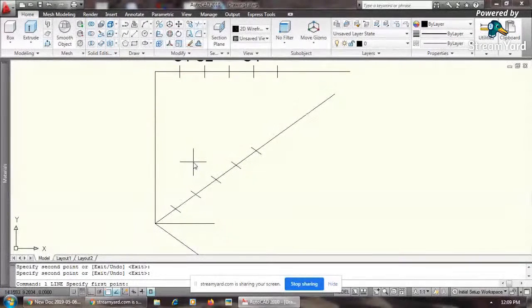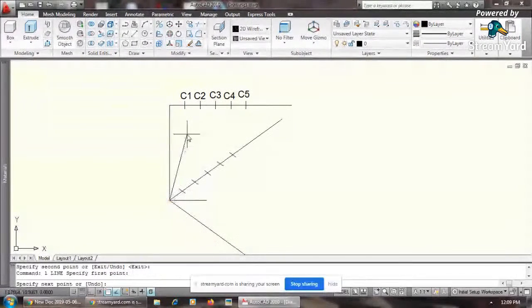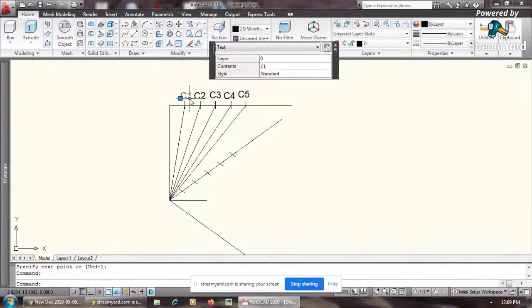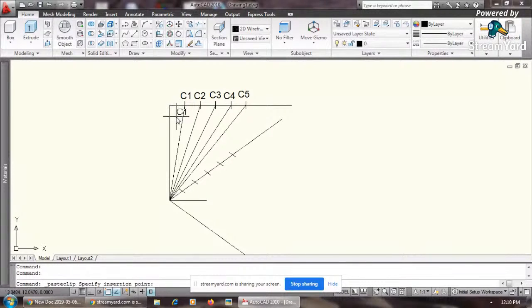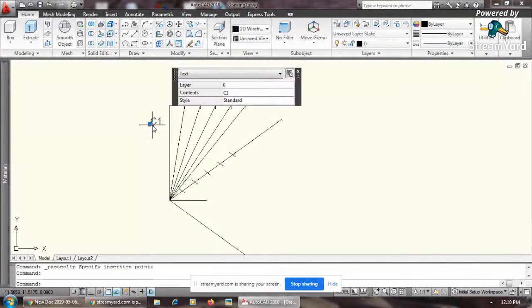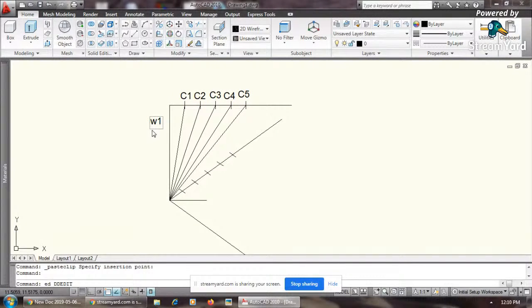Now whatever C1, C2 you have taken, you have to join it with this first point from where you have marked your phi angle. So this will be your phi angle here, and this will be your weights. Okay. So I'm writing only one, so that will be your weight 1 here. Okay, so this is weight 1, weight 2, weight 3, weight 4 and weight 5.